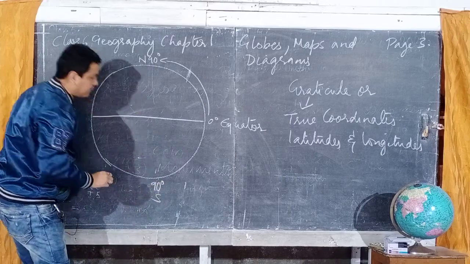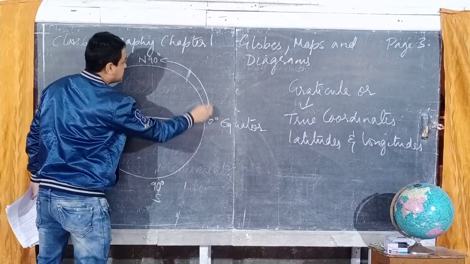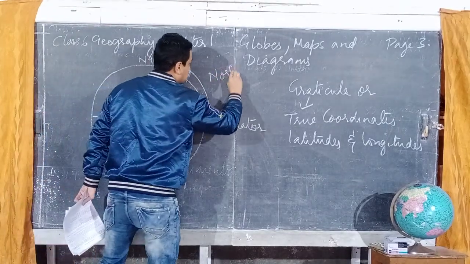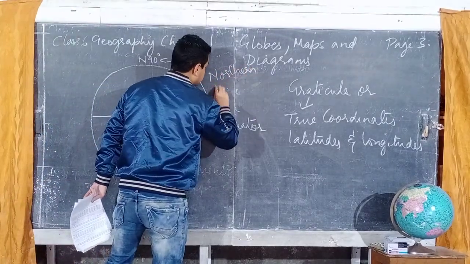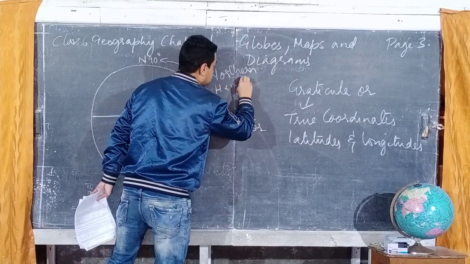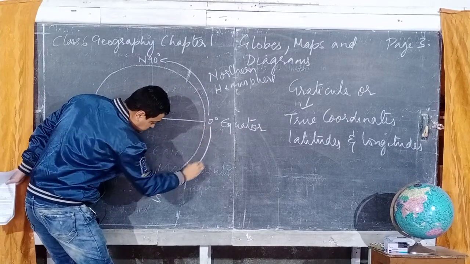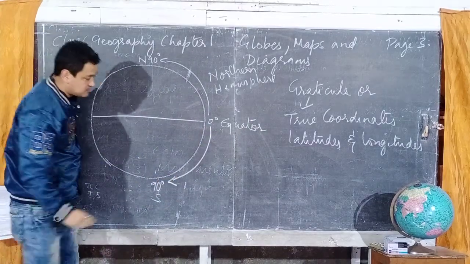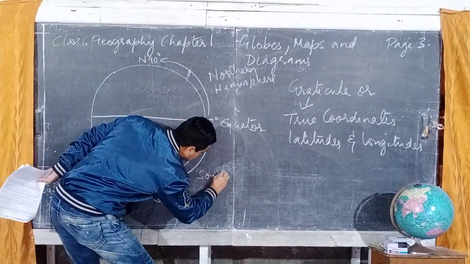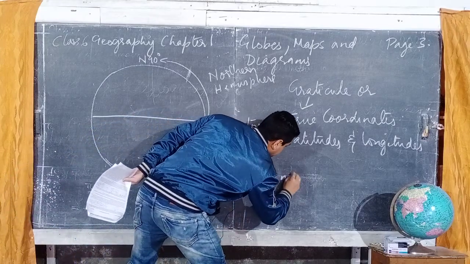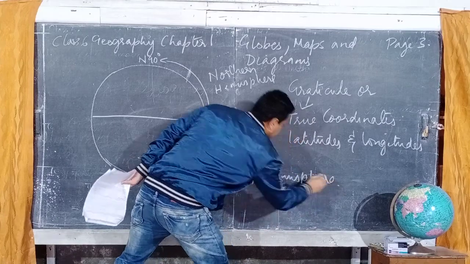So I am writing here. When you go from this 0 degree to the north, this becomes the Northern Hemisphere. And when you go down from this 0 degree to the south, this becomes the Southern Hemisphere. Are you getting my point?